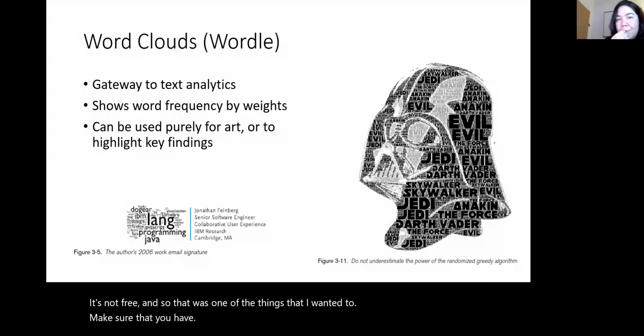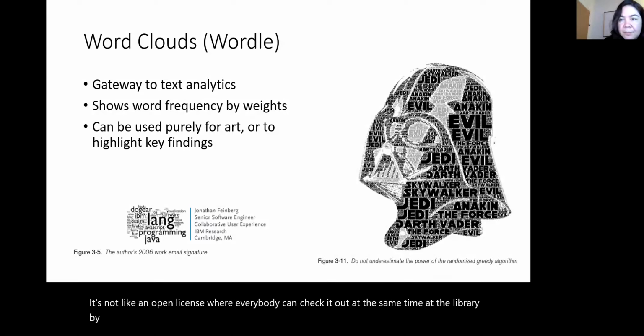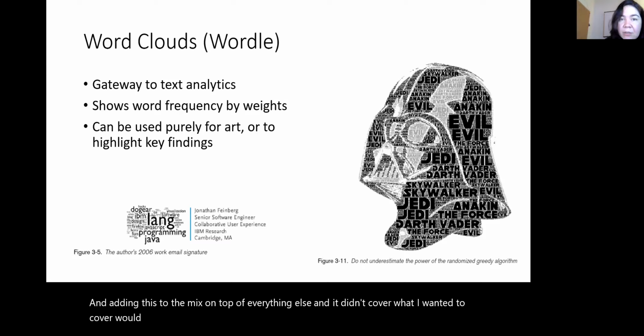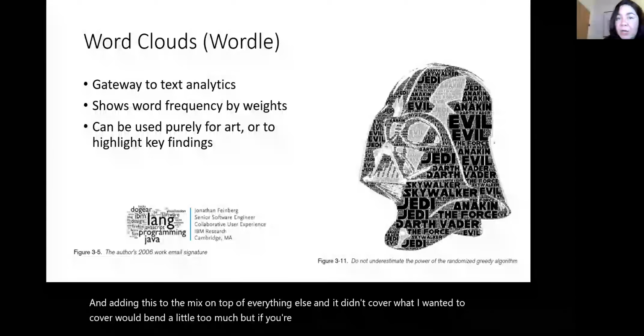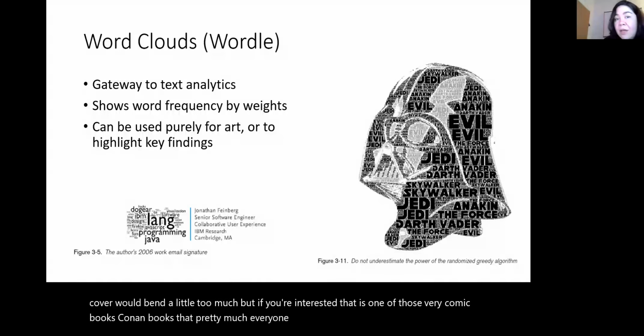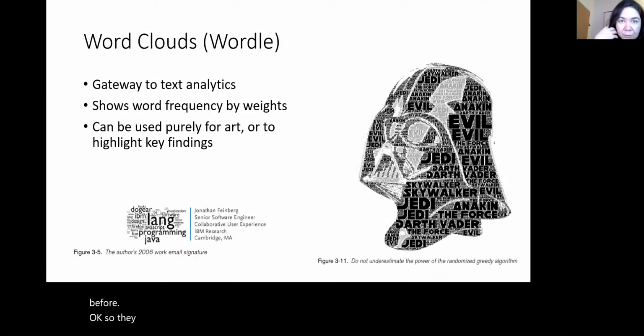It's not like an open license where everybody can check it out at the same time at the library either. And adding this to the mix on top of everything else, and it didn't cover what I wanted it to cover, would have been a little too much. But if you're interested, that is one of those very common books that pretty much everyone who does data visualization has looked at before. Okay, so they have a chapter on Wordle, which is word clouds.